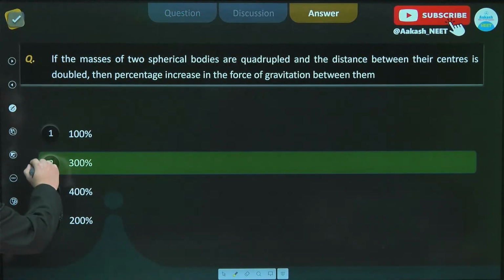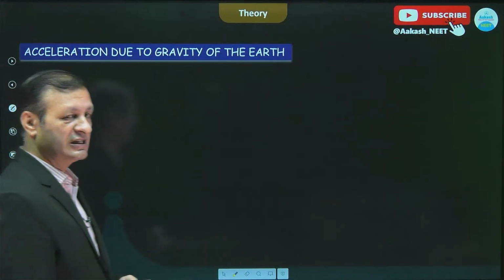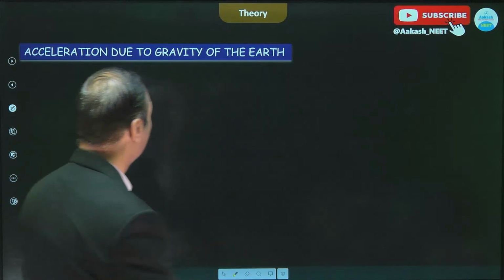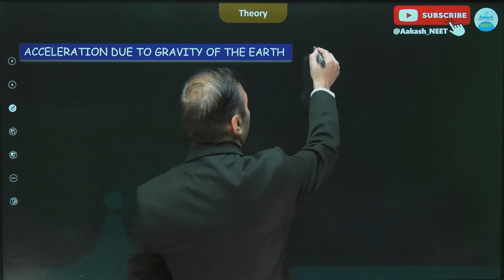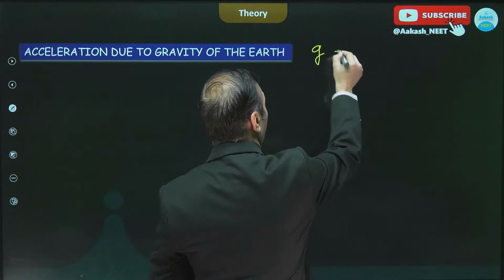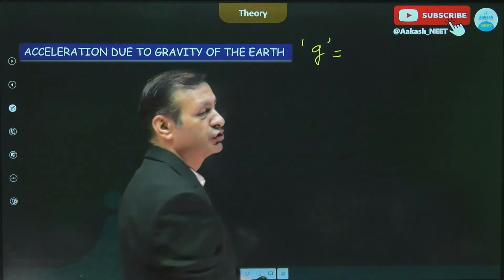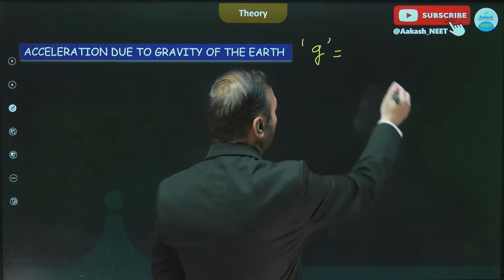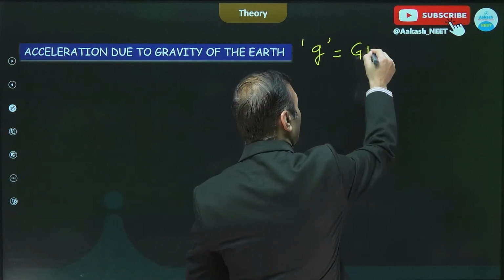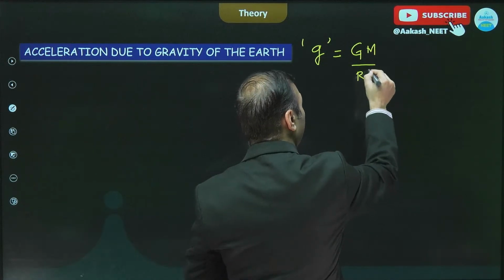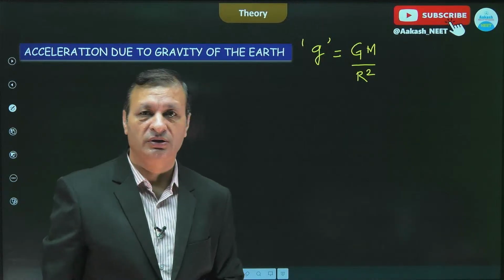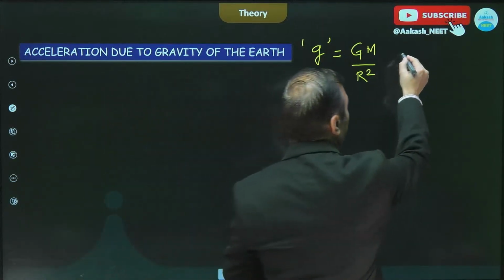So this is 300%. Now the next part is acceleration due to gravity. So what is acceleration due to gravity? It's small g. And acceleration due to gravity is basically GM by r square. So here we are talking about M as the mass of earth.